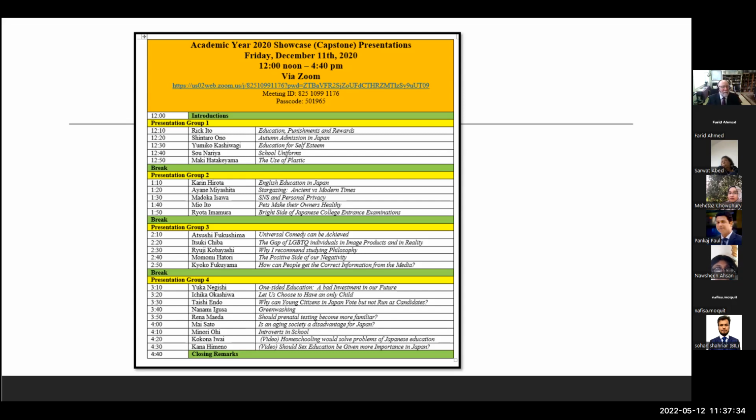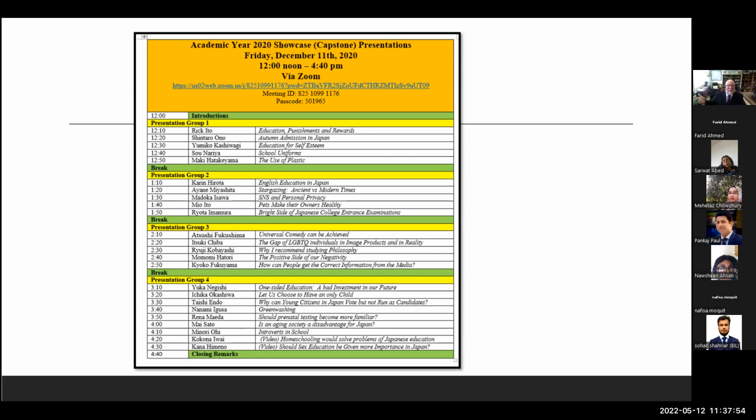And then their writing is put in a little journal that we come up with. And so you can see some of the topics. And the topics are their selection. They talk to their faculty members, their teachers, and they come up with something that interests them that they want to research. So let's look at the first group of presenters: education, punishment, and reward in Japan.